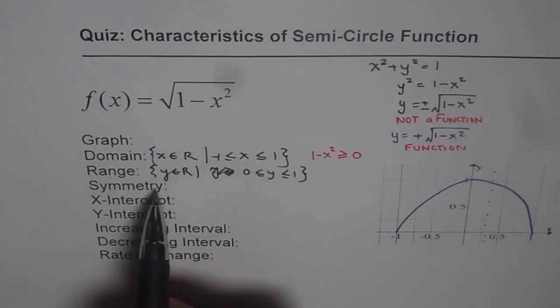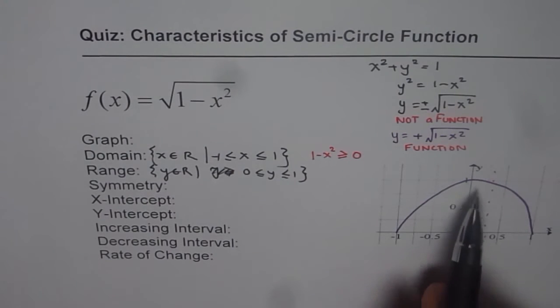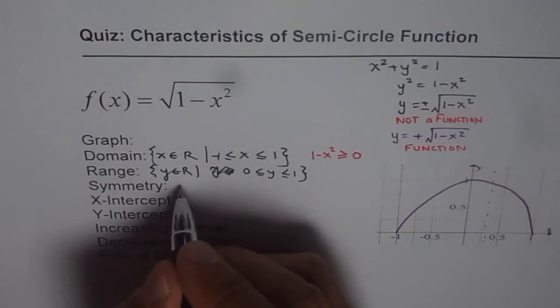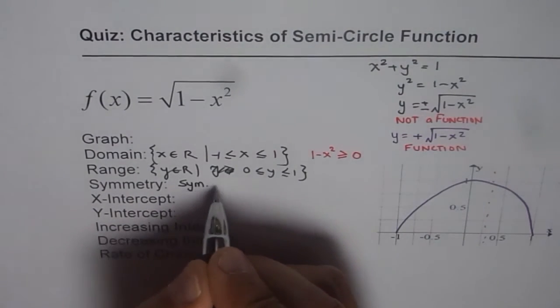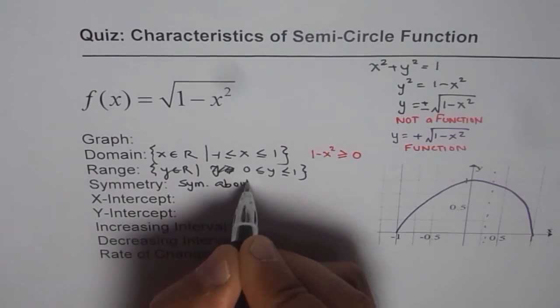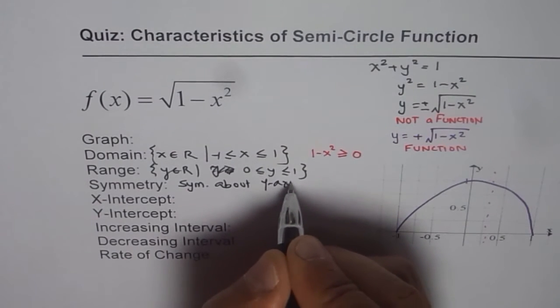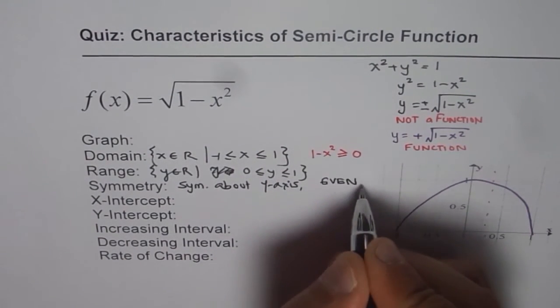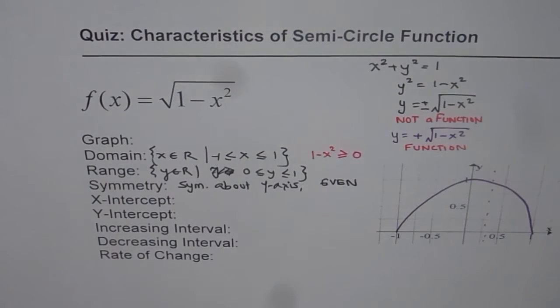Symmetry. Now we can see it is symmetric about the y-axis, so it is even symmetry, right? So we can say it is even symmetry. But if you have to prove it algebraically, then how will you do it?